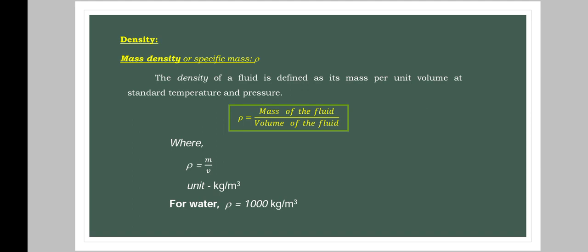The first thing is density. Generally, density is defined for a fluid as its mass per unit volume at a standard temperature and pressure. So the formula for density is mass of the fluid by volume of the fluid. So density is equal to mass by volume. The unit of the density will be kg per meter cube. So the density for normal water is 1000 kg per meter cube.